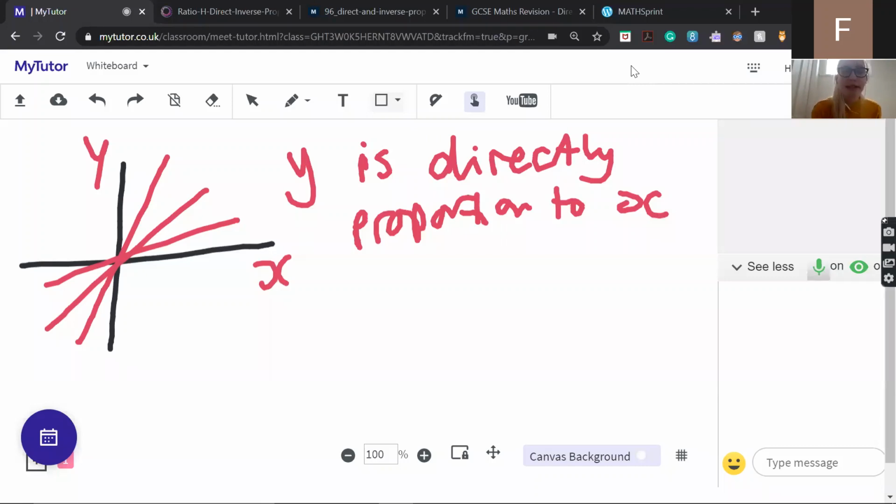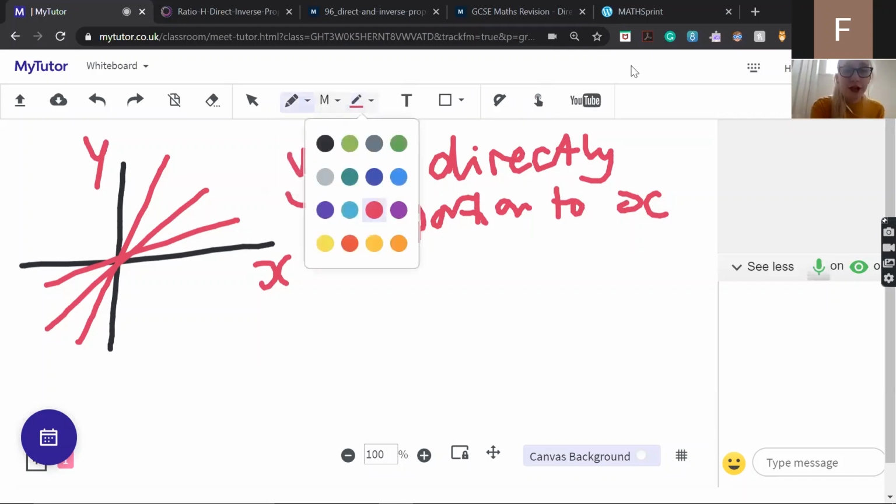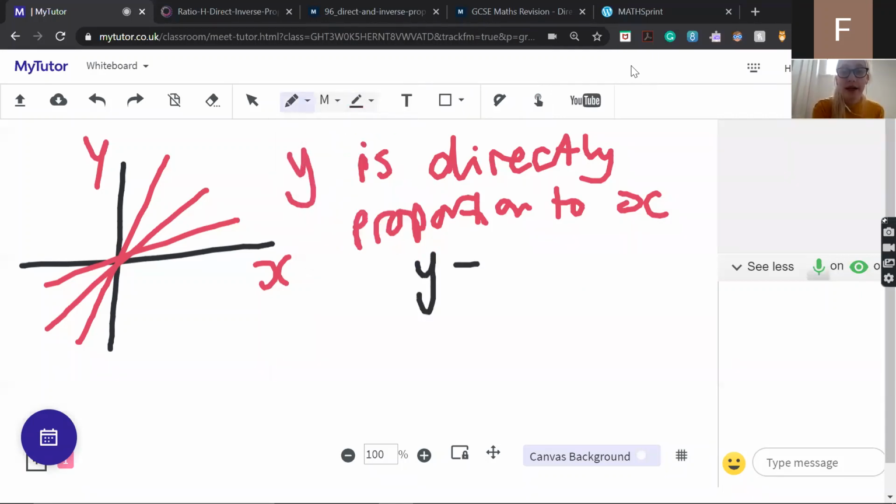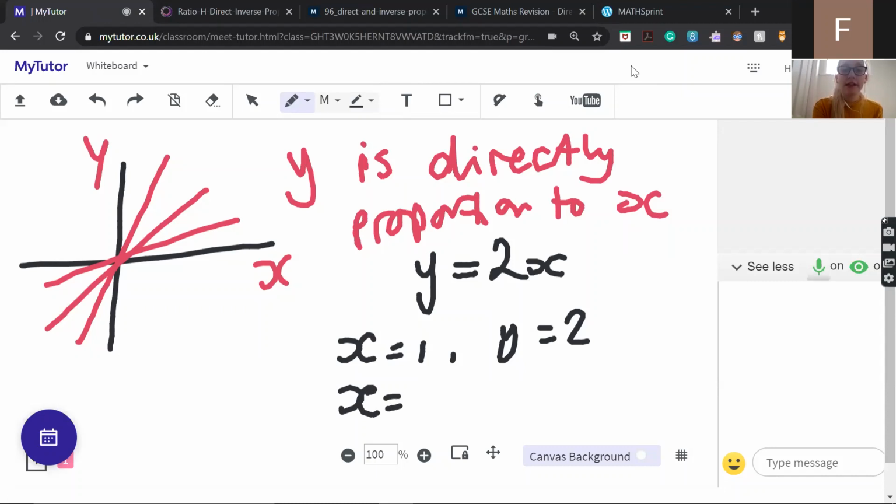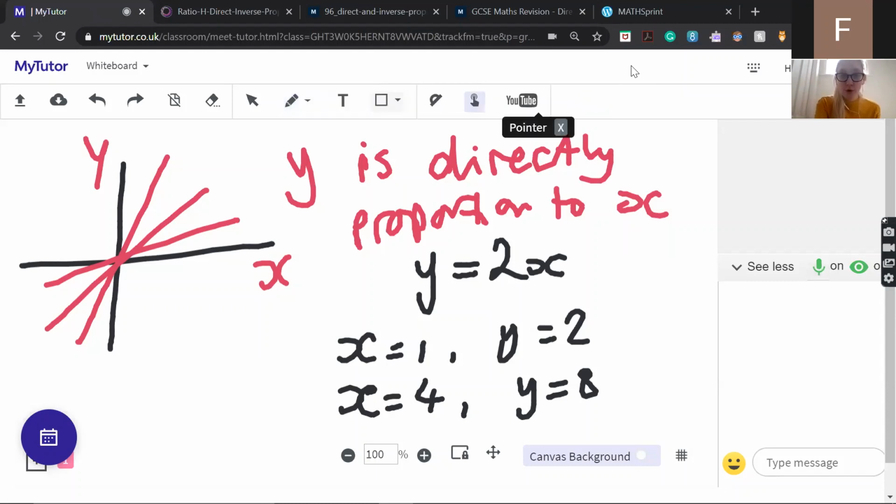But it's basically just saying the relationship between x and y. So for example, we could have the relationship y equals 2x. And all that means is, say if x is 1, y is 2. If x is 4, y is 8. So it's increasing at this rate here. x has quadrupled, so y has quadrupled.